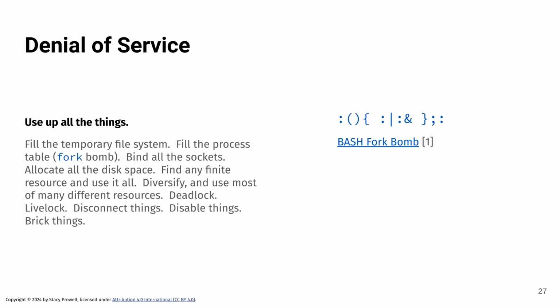Over on the right, we see an odd little sequence of characters. That is a bash fork bomb. It declares a function named colon, then it calls colon, pipes the output of it to colon, and puts that in the background, thus repeatedly running itself recursively. At the end, after the semicolon, it calls the function colon. It's a cutesy little thing. It's pretty effective.